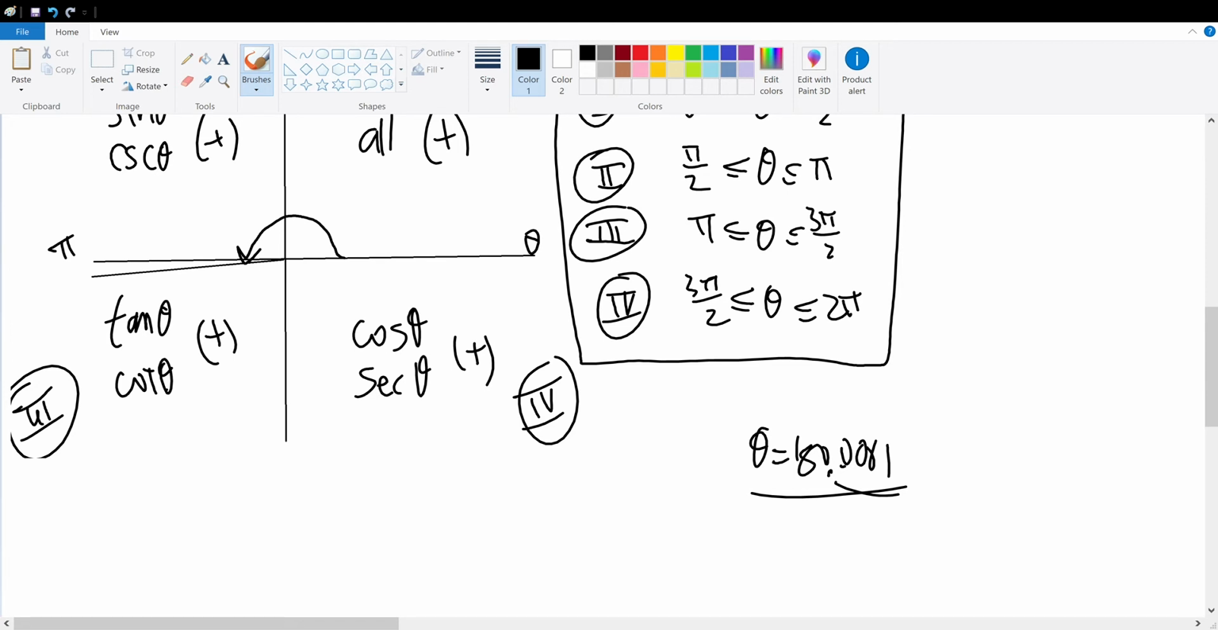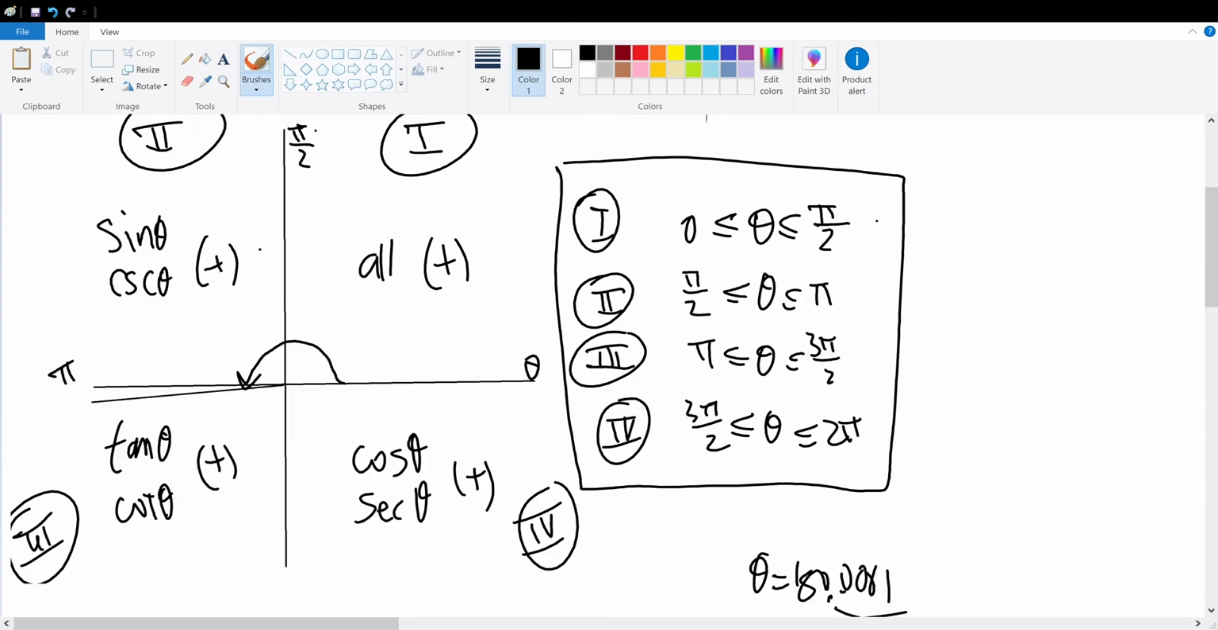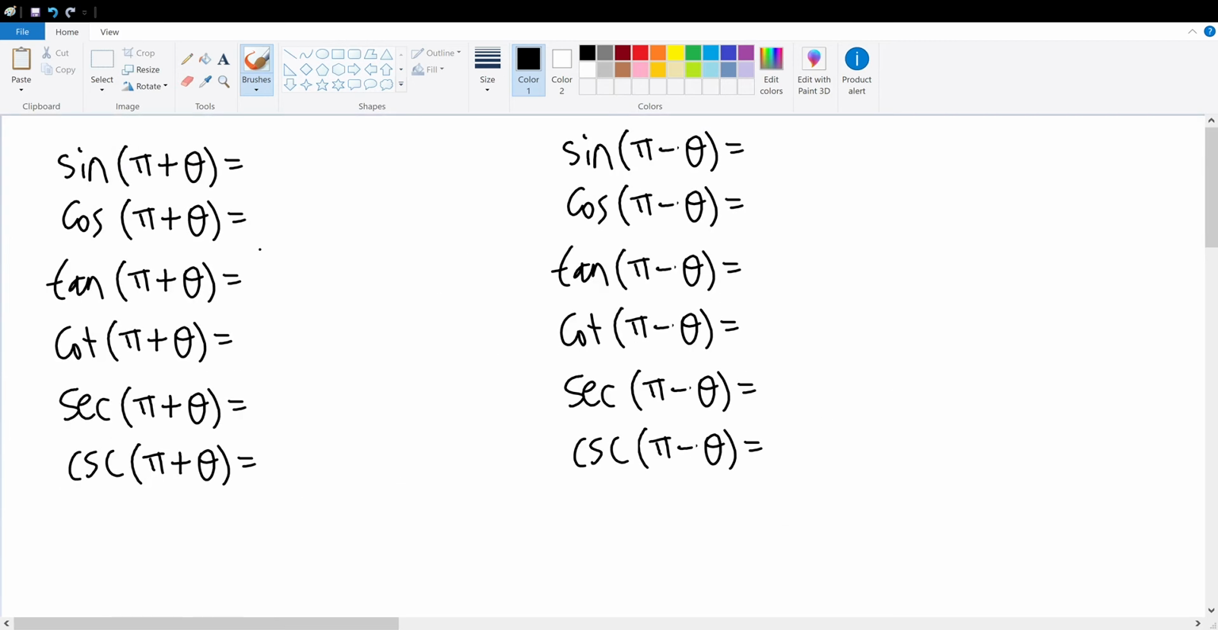And notice how this slight change results in an angle within the third quadrant, where only the tangent and cotangent functions are positive. Therefore we can put the negative symbol in front of each of the trigonometric functions that aren't tangent and cotangent. And then we just fill it out from there. This will be sine of theta, cosine of theta, tangent, cotangent, and lastly secant and cosecant.